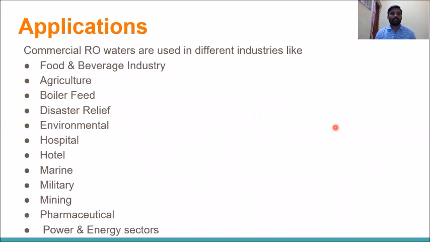Also, commercial RO water is used in different industries like the food and beverage industry, agricultural industry, boiler feed, disaster relief, environmental, hospitals, hotels, marine, military, mining, pharmaceutical, and power and energy sectors. Extremely high quality water is required for nuclear power plants and is made from seawater by the reverse osmosis process. Sugar concentration, wastewater recovery, and beverage uses are a few of the current popular applications of the reverse osmosis process.